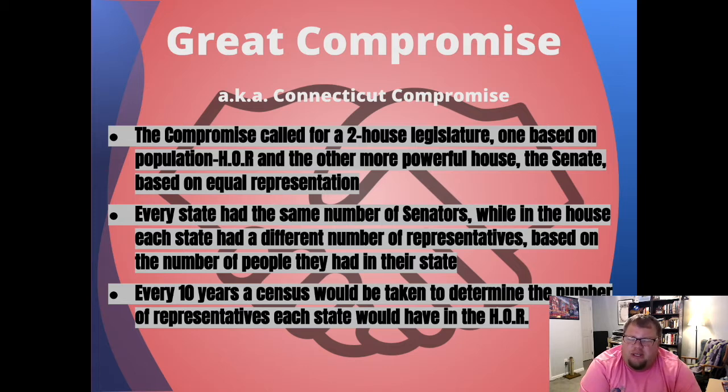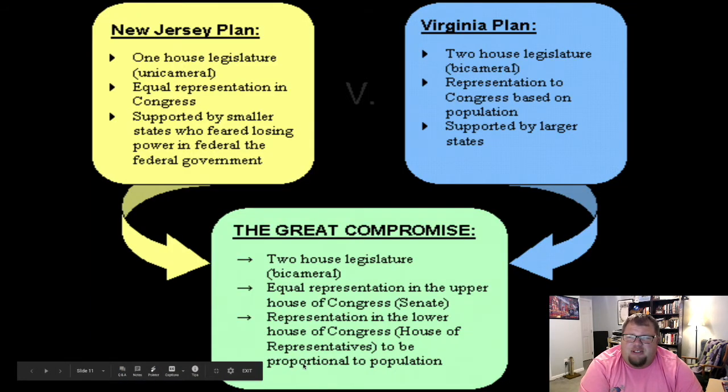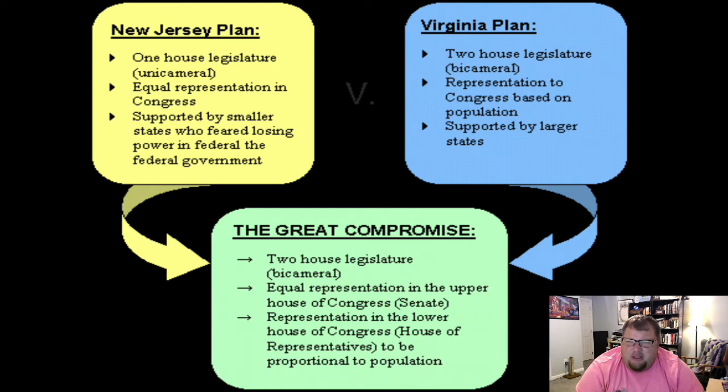And it also included an executive branch and judicial branch, but it really focused on the legislature, because the legislature is where laws are directly made in our form of government. Okay, and so we can see the breakdown in the graphic organizer between the New Jersey and Virginia plans, and how this great compromise comes together, where you've got the 2-house legislature, equal representation, and then representation based upon population.